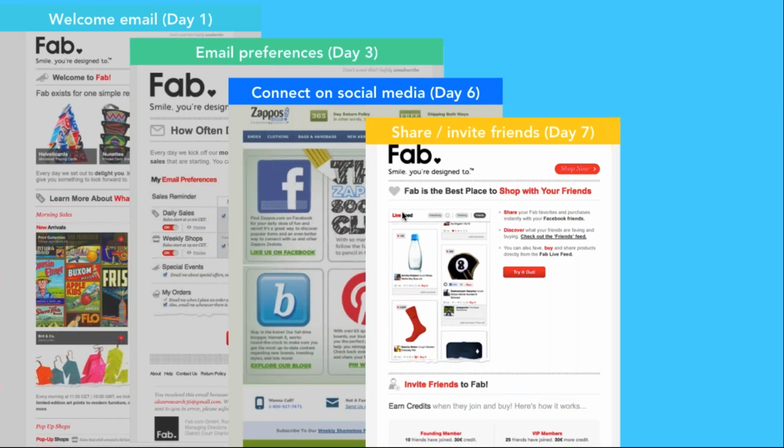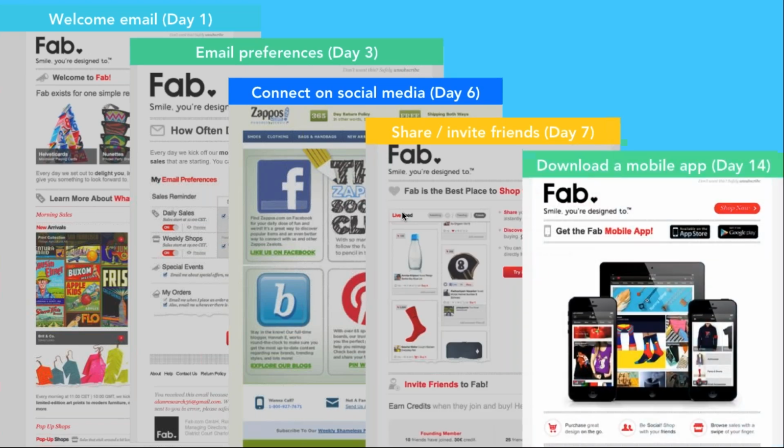Another one is inviting friends and sharing that message, right? If they did like the first 3 emails, if they did like the first experience with your company, what you have to do is invite them to share that information with friends, and then you can give them some kind of benefit or credit. So that's day 7. And then on day 14, you share some additional ways for them to connect with you, in this case, a mobile application.